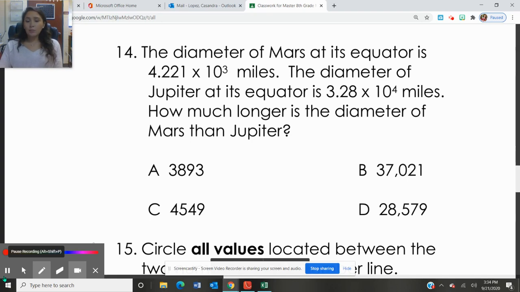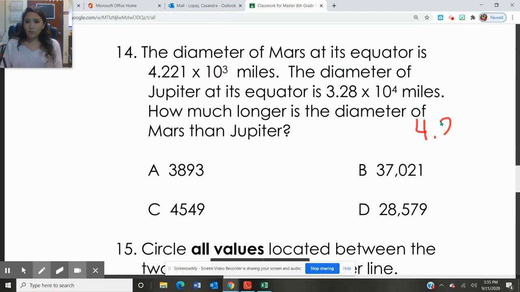So this is going to be a multi-step kind of problem. So first we're going to need to convert 4.221 times 10 to the third miles into standard form. And then we're also going to need to do the same with Jupiter. Since we want to know how much longer the diameter of Mars is than Jupiter, we're going to have to find the difference between these two. So first, let's start off with 4.221 times 10 to the third.